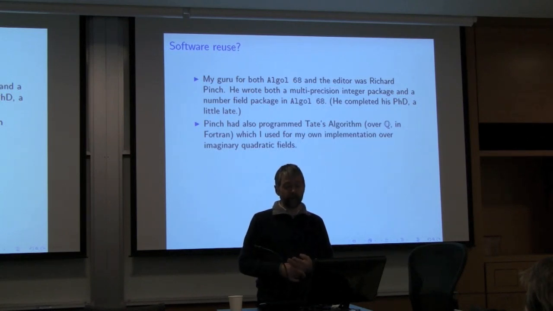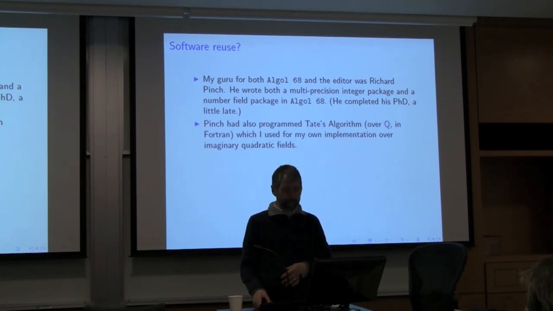Anyway, one of the things that Richard Finch had done, which I was able to use, is that he had programmed Tate's algorithm. This is for computing conductors of elliptic curves. Doesn't matter if you don't know what that means. It's quite a complicated algorithm. For some reason, I don't know why, he had a Fortran program for doing this for elliptic curves over Q. I wanted a program to do this for elliptic curves over quadratic fields, so I converted his Fortran program into an Algol 68 program.